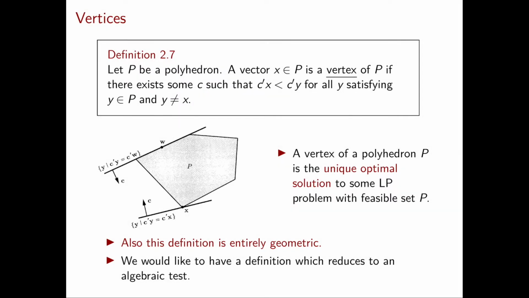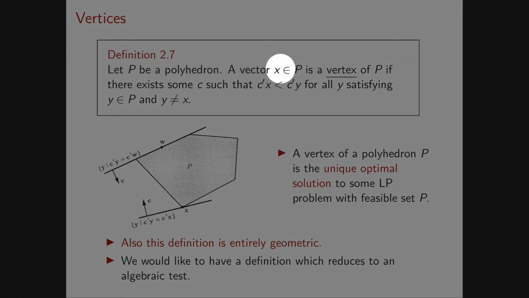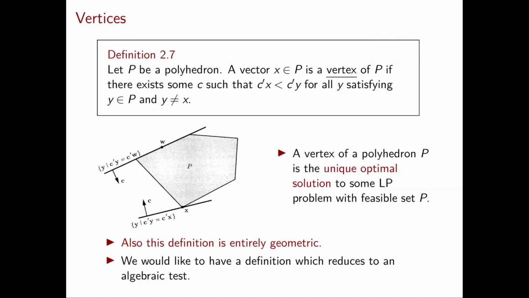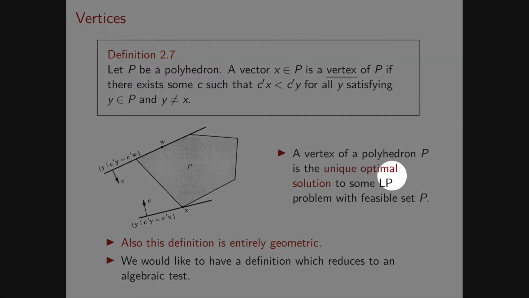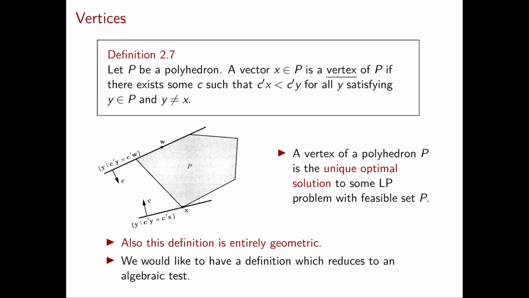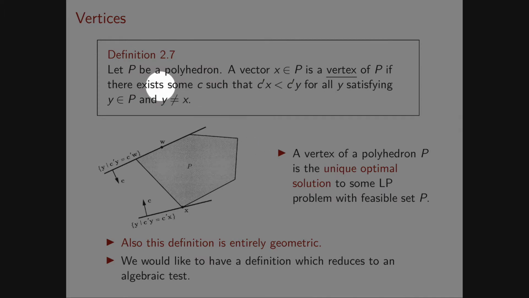This allows us to write down the definition of a vertex. We have a polyhedron P given. A vector x in P is a vertex of P if there exists some c such that c transpose x is strictly smaller than c transpose y for all y satisfying y in P and y different from x. This is equivalent to saying that x is the unique optimal solution to some linear programming problem with feasible set P. Note that also this definition is entirely geometric.